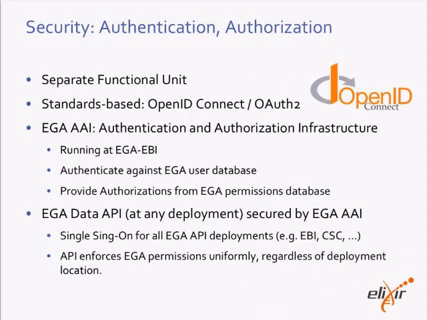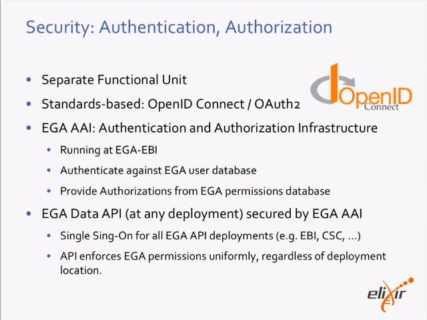Now, the second component, which we decided to separate out from the actual functionality of this API, is the security aspect. So here, we again went the route of using standards-based technology. And the route we went in this case is to use the OpenID Connect OAuth 2 standard. So at the EGA, we are running an AAI service, an authentication and authorization infrastructure service that provides OpenID Connect tokens authenticated against the EGA user database, and which provides authorization information upon demand against the EGA permissions database.